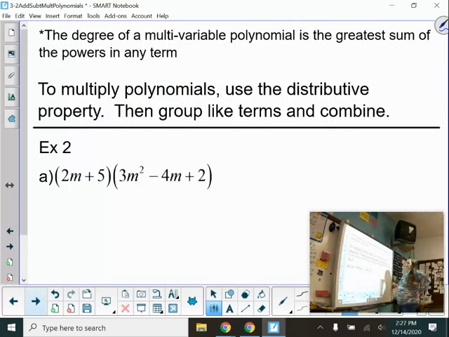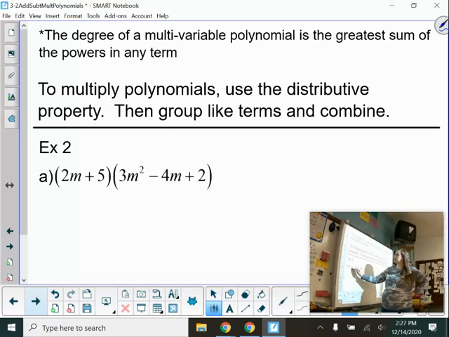So multiplying is where you're actually going to be changing your variables because when you multiply two things together, you add their exponents. So that is something to consider whenever you do get to multiplication. So to multiply polynomials, you want to use the distributive property, and then you are going to group your like terms and combine. So in example 2, part A, I have a binomial times a trinomial. 2 terms is binomial, 3 terms is trinomial.